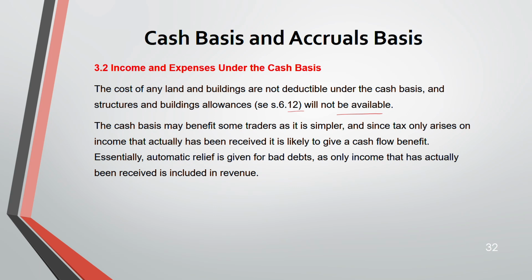The cash basis, if you see, is simpler because tax will only arise on the income that you actually received. From the point of view of cash flow, it is beneficial for you. It's giving a cash flow benefit. Automatic relief you are getting for bad debts: there are no bad debts because you are only receiving income when you are actually being paid.